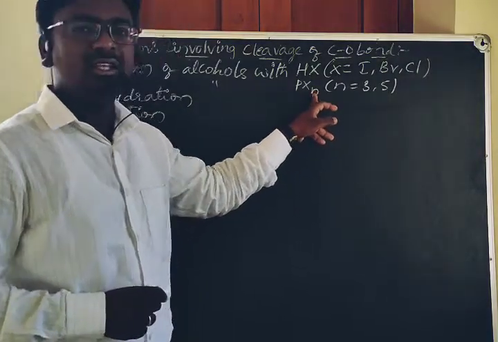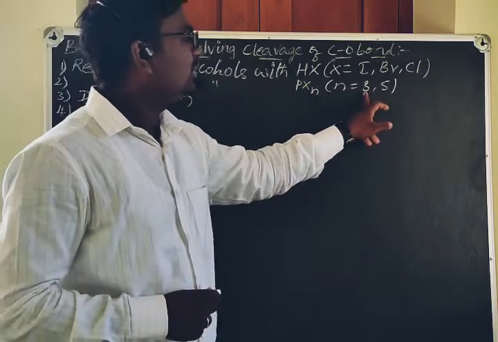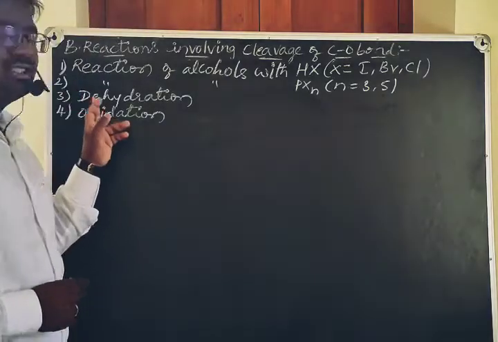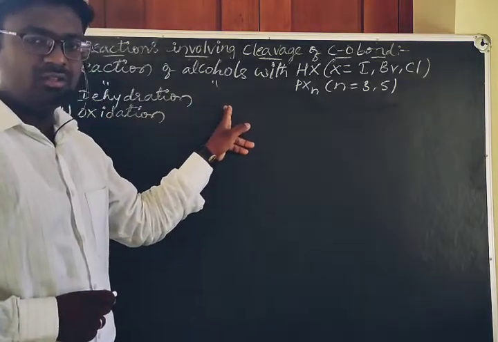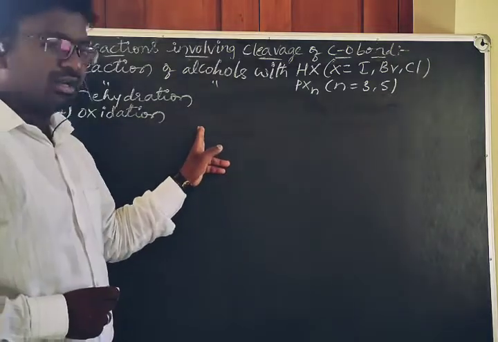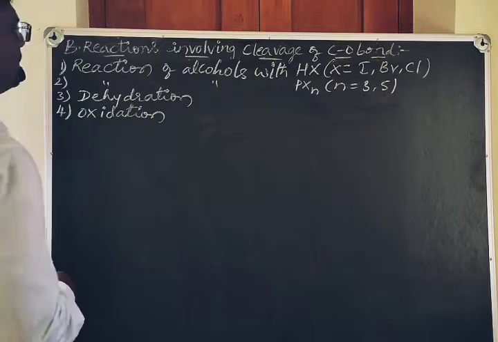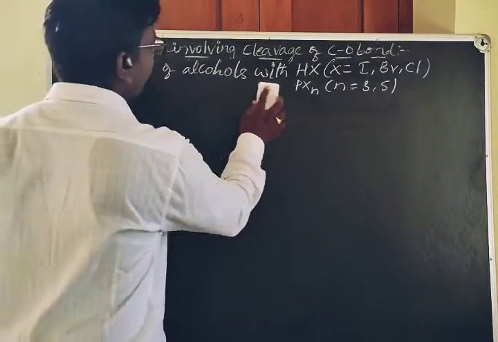Here n is the covalency of phosphorus. Sometimes it may be 3 or 5. And we can also see the cleavage of the CO bond in the dehydration of alcohols and the oxidation of alcohols. Firstly, we shall consider the reaction of alcohols with hydrogen halides.